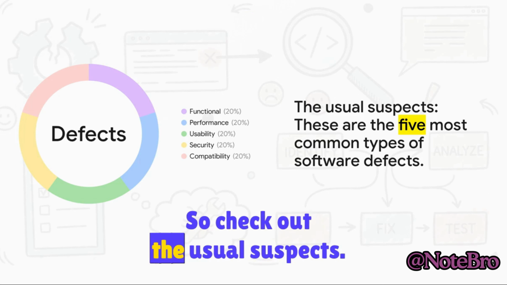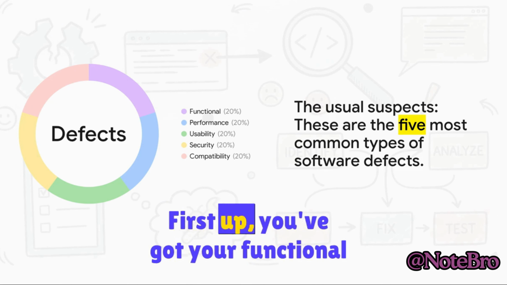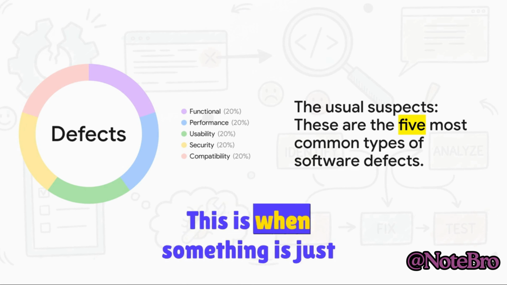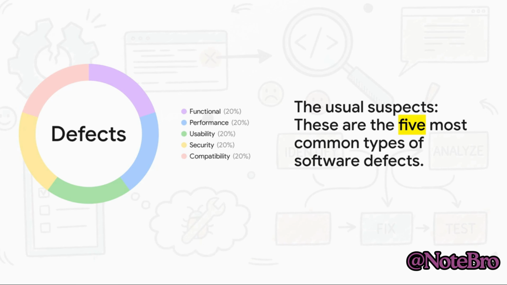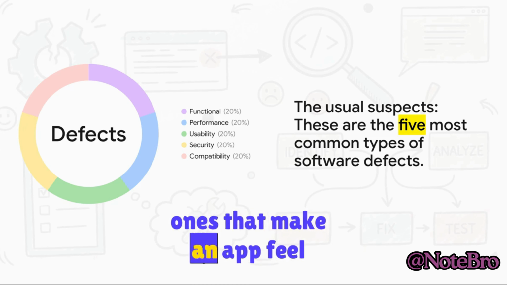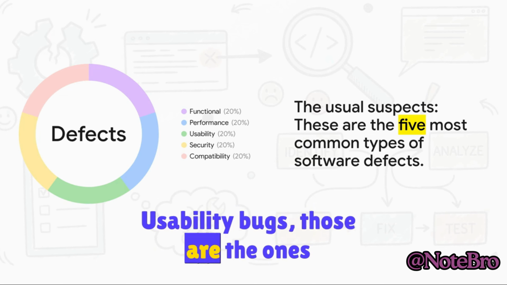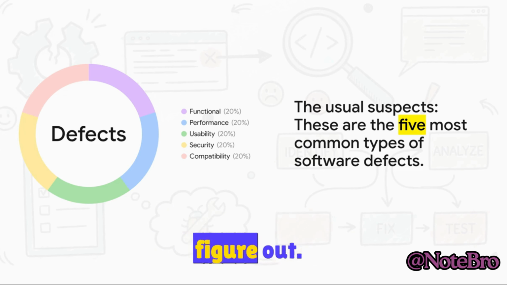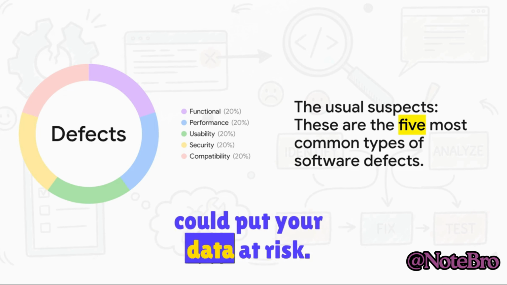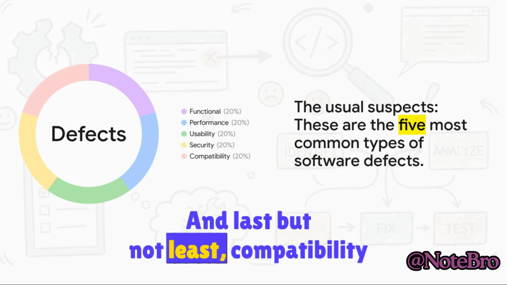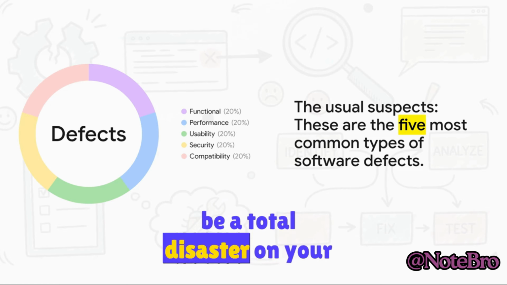Okay, so check out the usual suspects. These are the 5 most common types of defects you'll run into. First up, you've got your functional bugs. This is when something is just broken, like a login button that does absolutely nothing. Then there are performance bugs, the ones that make an app feel like it's crawling through molasses. We've all felt that. Usability bugs, those are the ones that make software a nightmare to figure out. And then we get to the really serious stuff, security flaws that could put your data at risk. And last but not least, compatibility bugs. That's the reason an app might work great on your laptop but be a total disaster on your phone.